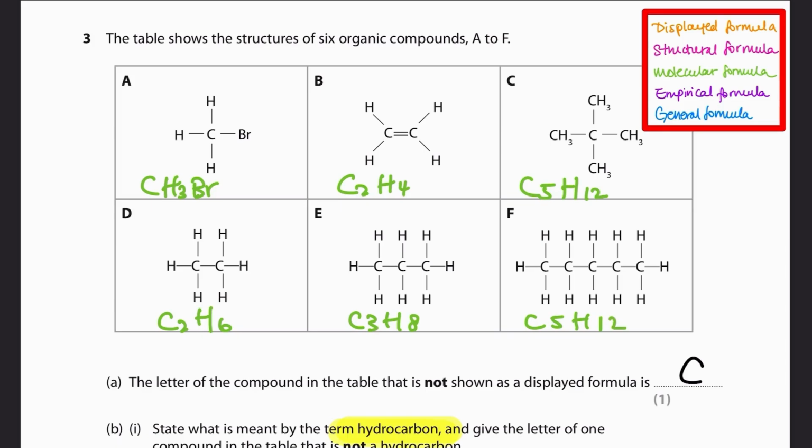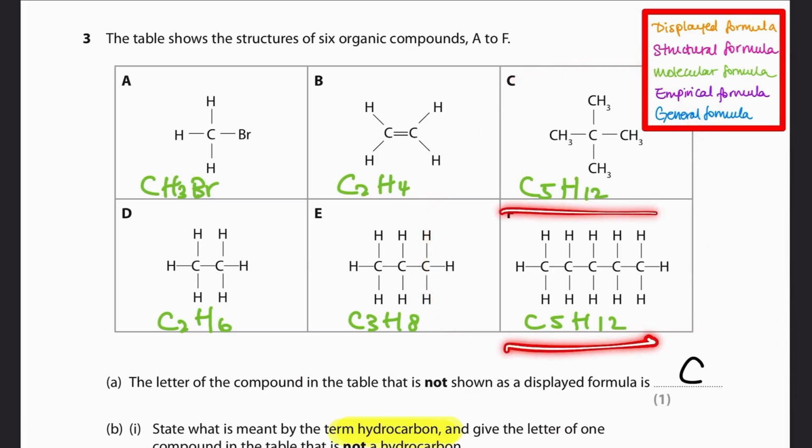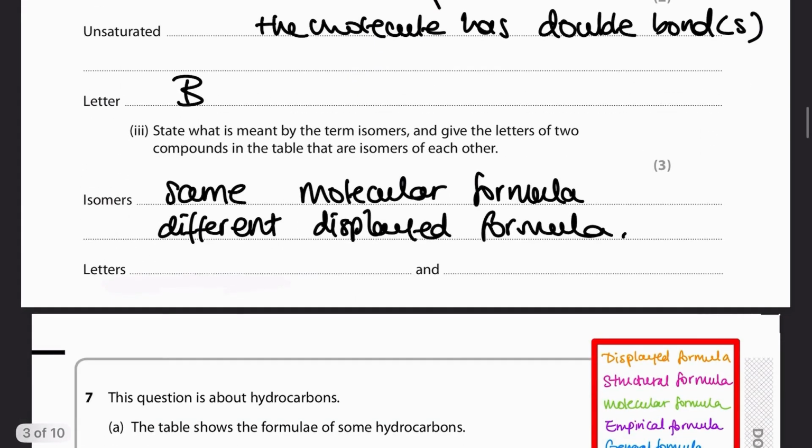So can we tell who are isomers? Same molecular formula, C and F. They're both C5H12. And notice, guys, that it's arranged differently, isn't it? For this one, the C's are arranged sort of like in a cross, whereas here, the C's are arranged in a straight line. So therefore, it is C and F. Done. Okay, next question.